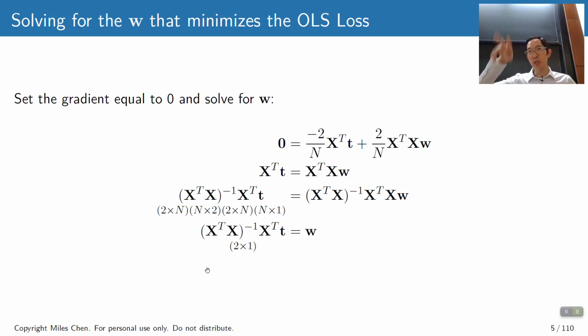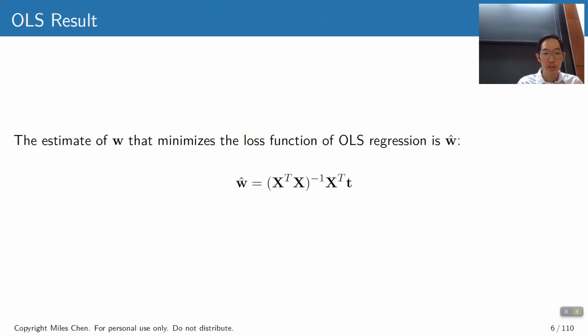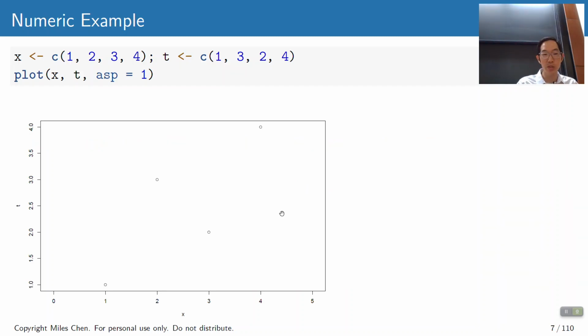Right now our X matrix is n rows, 2 columns. One of those columns is a bunch of 1s, which corresponds to the intercept, and the other column is our X values. So the estimate of W that minimizes the loss function is X transpose X inverse, X transpose T. Let's just apply it to a very, very simple data set.